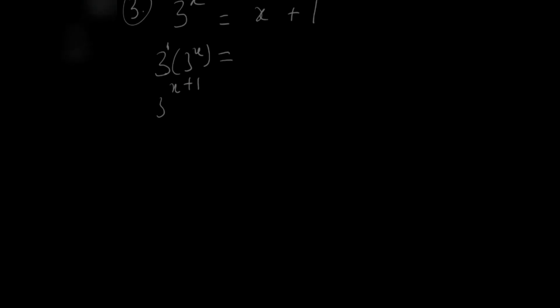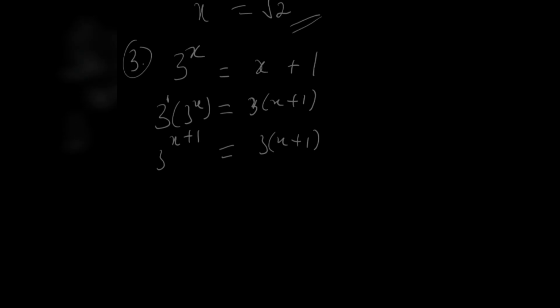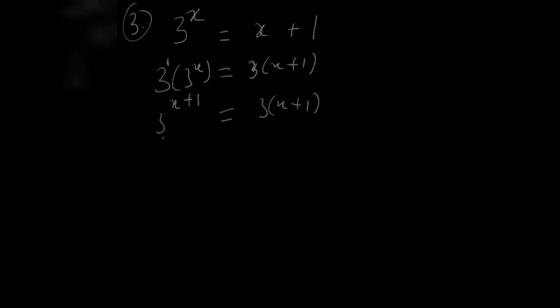So because we multiply this side by 3, you have to do the same to the other side. So we get 3 multiplying x plus 1. So the same thing as this. Okay. Now, this is how we are going to do next. We are going to divide through by 3 raised to the power x plus 1.